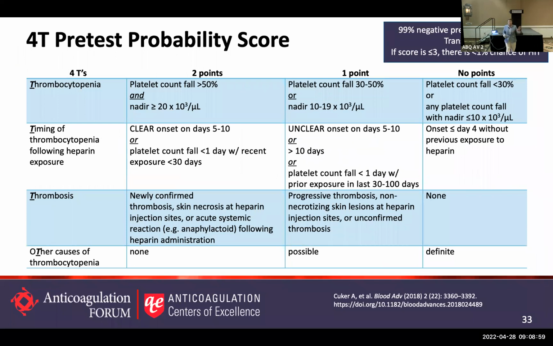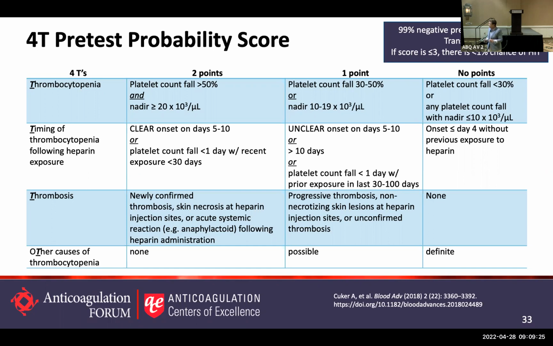Okay, just broad brushstrokes, high level 4T score developed by Ted Warkentin. The 4 T's stand for degree of thrombocytopenia. Okay, so again, you're looking for a platelet count fall, typically around 50%. And the more your patient's clinical picture approximates that, the higher the points they get. And it ranges from 2 down to 1, down to no points, okay?